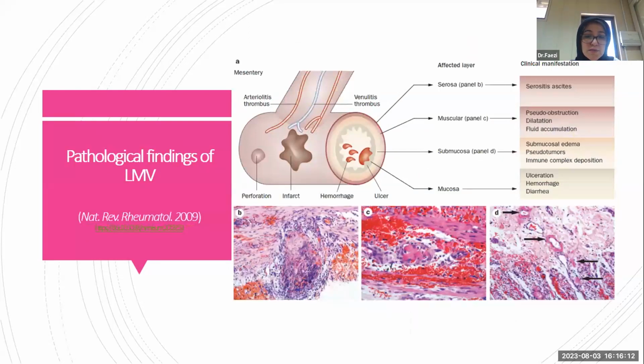And you can see that depending on the site of the inflammation, we have different manifestations. With inflammation in the mucosa, we have ulceration, hemorrhage, and diarrhea. In the submucosa, we have submucosal edema and pseudotumor, and in the muscular part of the bowel, we have pseudo-obstruction, dilatation, and fluid accumulation, and in the serosa, we have serositis and ascites.